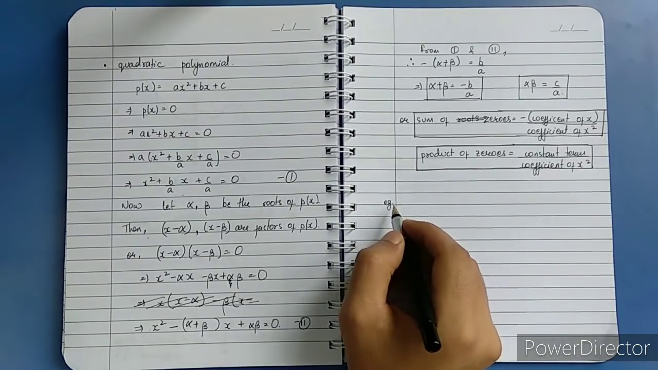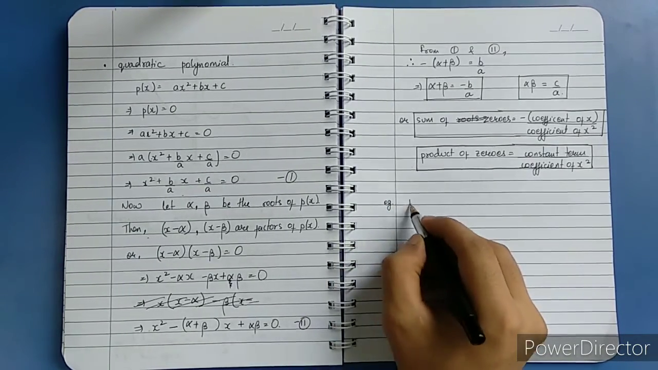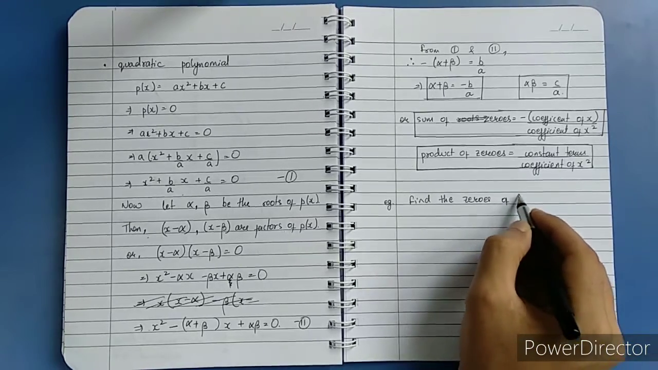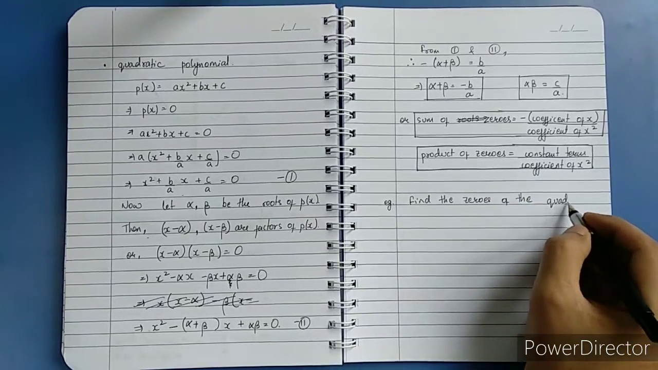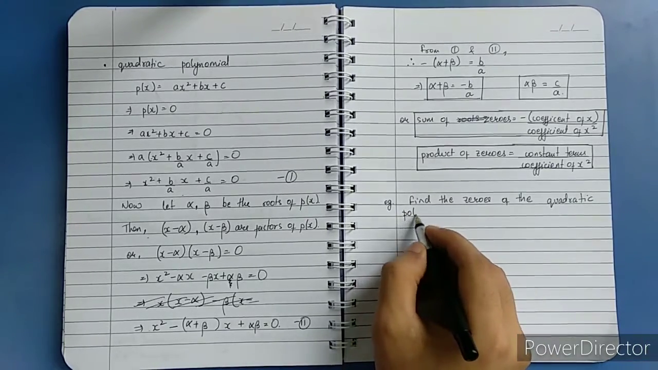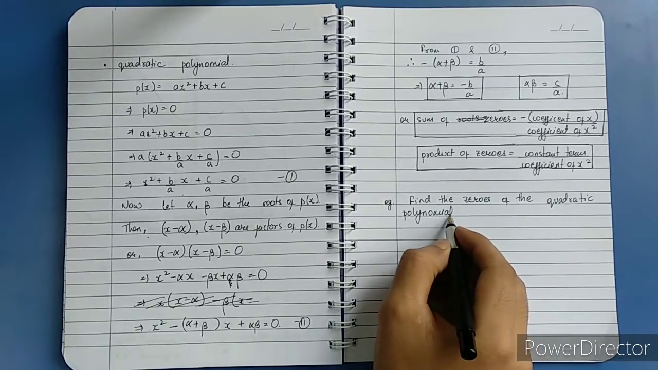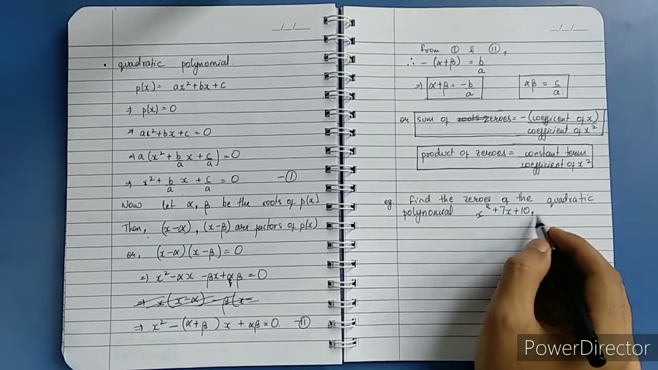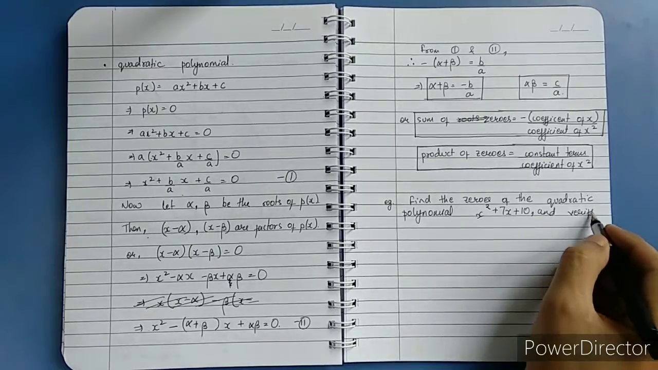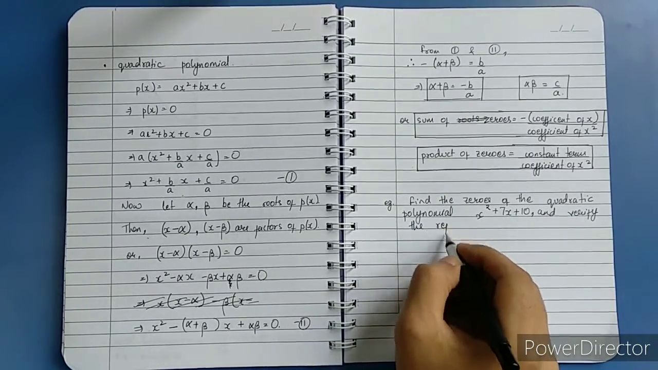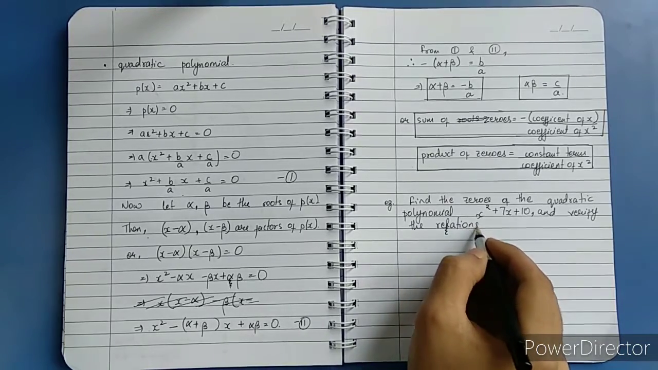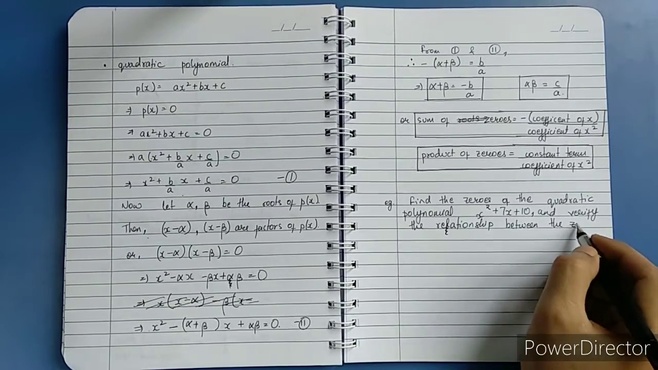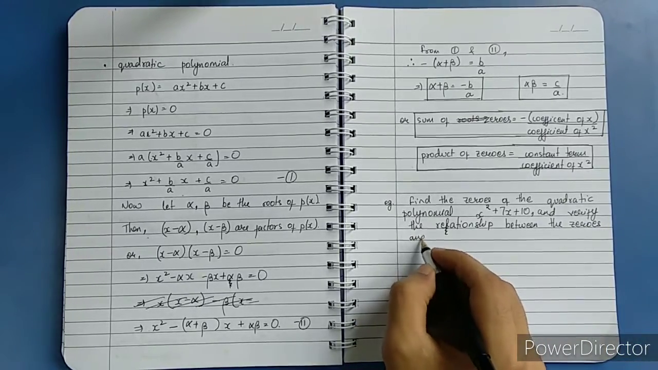Okay. Example. Find the zeros of the quadratic polynomial x square plus 7x plus 10 and verify the relationship between the zeros and the coefficients.